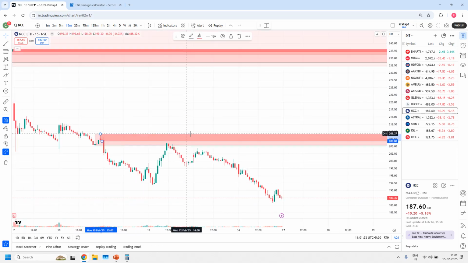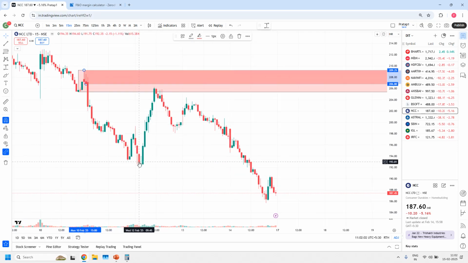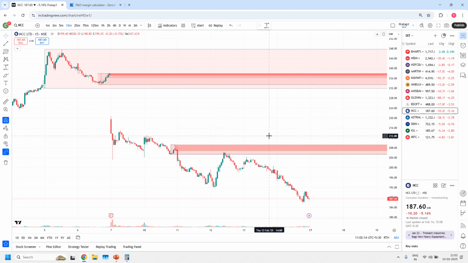This is the 15 minute zone. Unfortunately, prices did not reach and you missed a very good trade. Otherwise, it could have been a very good trade for you. This 15 minute zone, prices did not reach. Before entering into the zone, prices came down. Otherwise, you would have got a very good profit in this particular stock.